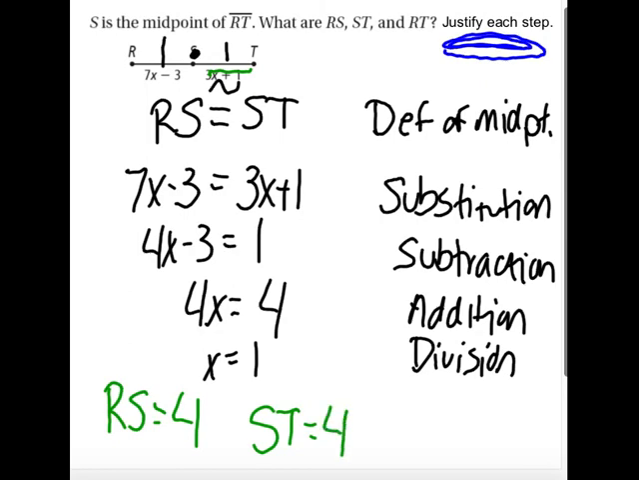And then RT, I just add the two. RT is the big part, so I add the little parts. RT, 4 plus 4 is 8.